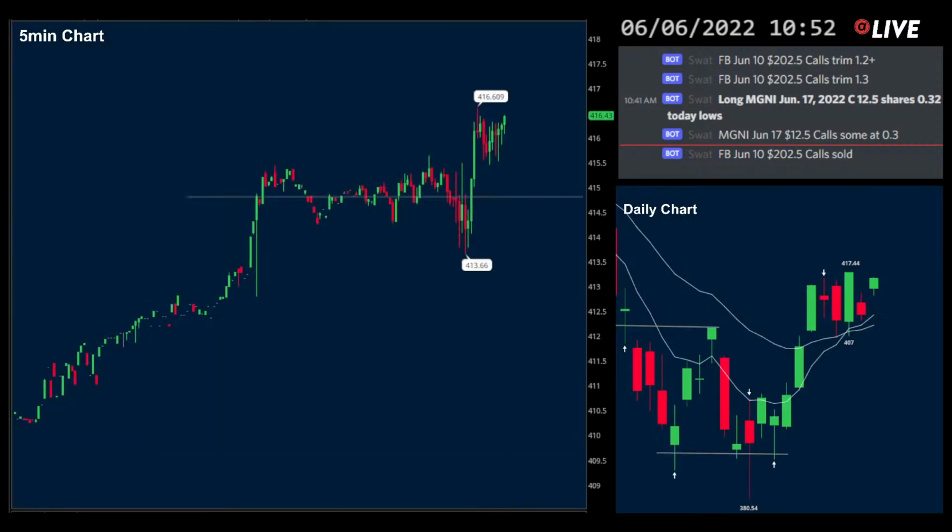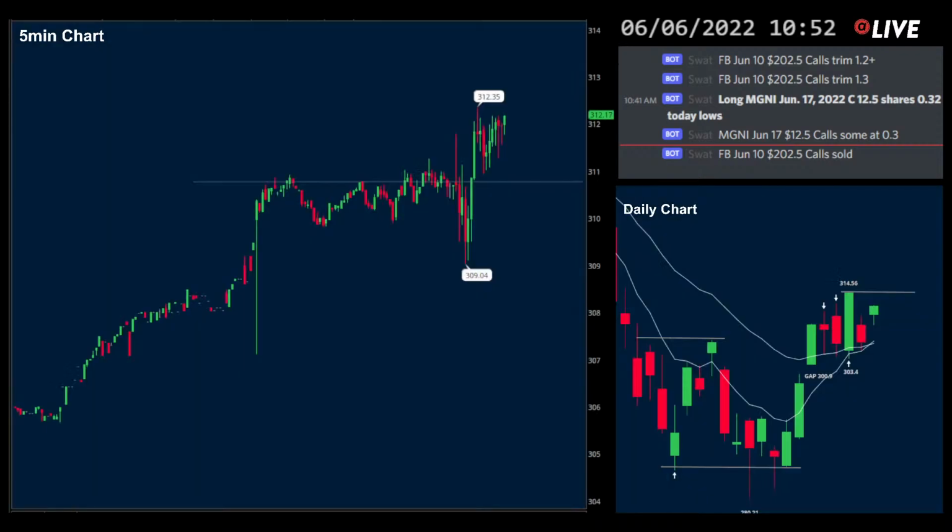SPY holding well and trying higher. Let's see. It needs to get above 417 on SPY. The cubes need above 314 to make new highs on the week.